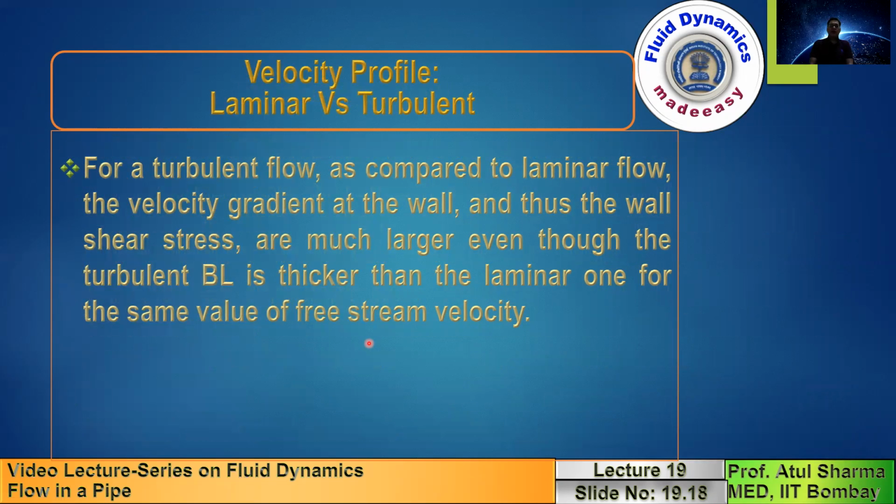Let's consider flow in a pipe, and if you compare the laminar fully developed velocity profile versus the turbulent fully developed velocity profile, what you observe is that for turbulent as compared to laminar flow, the velocity gradients at the wall and thus the wall shear stress are much larger. Okay, so this is the case for flow in a pipe, but suppose you consider flow over a flat plate. In that case also, near the wall in a turbulent flow you have a large velocity gradient. However, the boundary layer over a flat plate is thicker for a turbulent flow as compared to laminar flow for the same value of the free stream velocity.